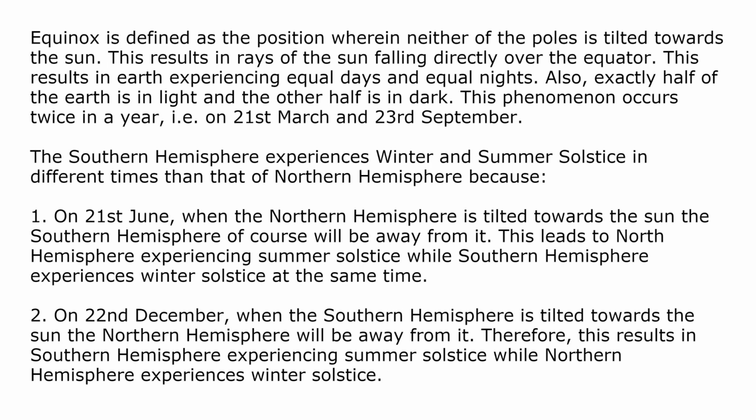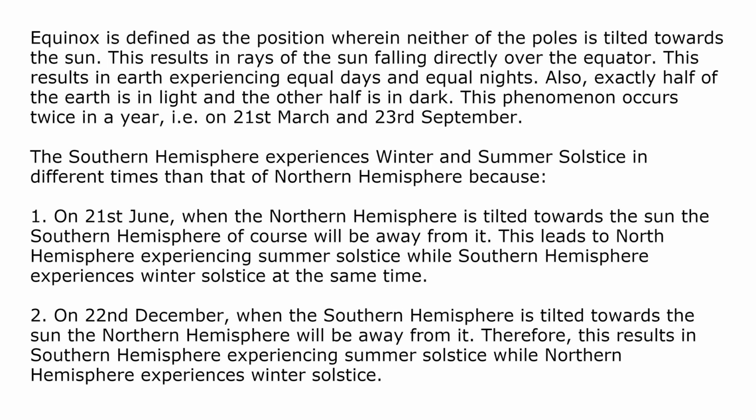Axis. Axis is defined as the position wherein neither of the poles is tilted towards the sun. This results in the rays of the sun falling directly over the equator. This results in Earth experiencing equal days and equal nights. Also, exactly half of the Earth is in light and the other half is in dark.